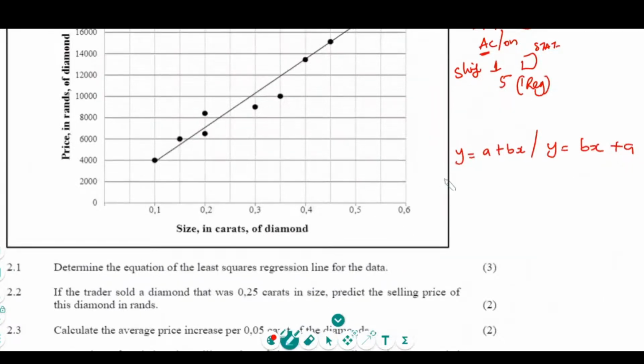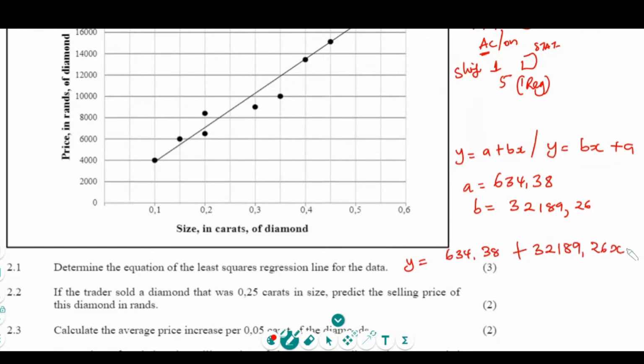So if I insert that in the calculator, the value of A is basically 634,38. I'll just round off to 2 decimals. And then my B is 32189,26. So if I have this, then I can just write the equation. So y is equal to 634,38 plus 32189,26 times x.